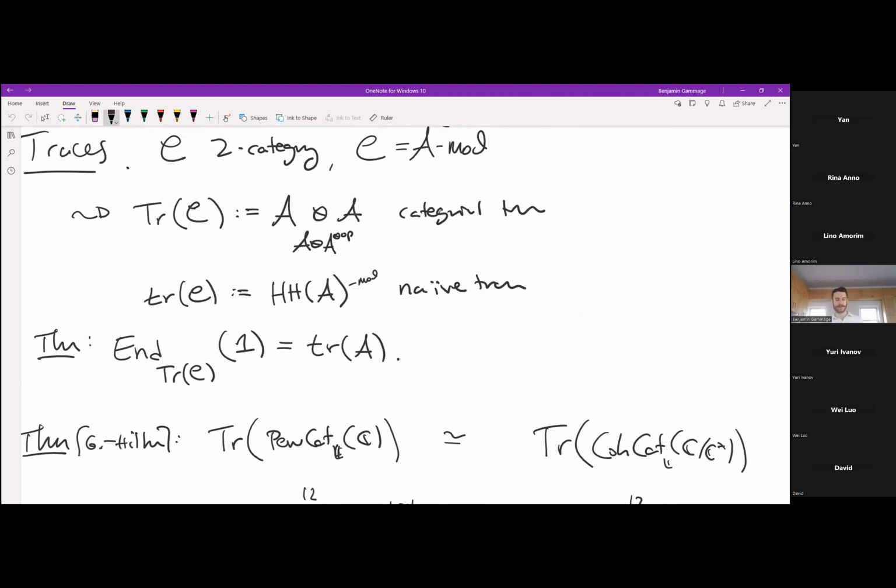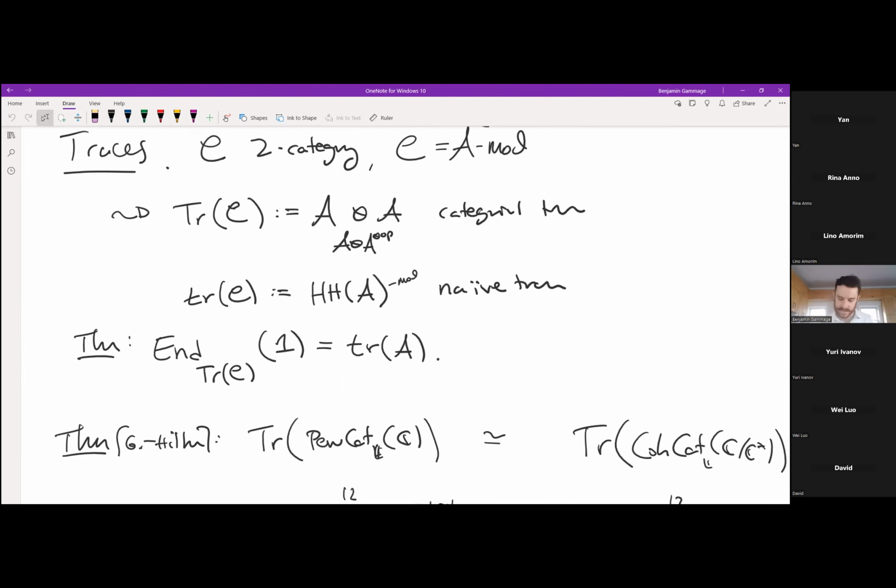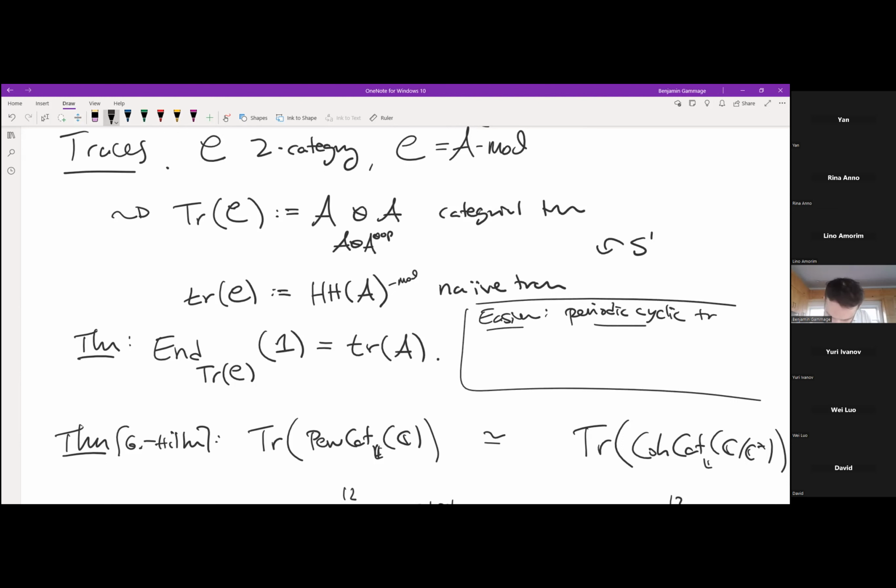If I think about how trace works, and what Hochschild homology is, these things are not just categories, but they have an S1 action on them. And so I can take S1 fixed points here. And even better, I can take the Tate fixed points. So maybe let me write this here, easier to understand, I can take the periodic cyclic trace. So I'll call this trace Tate S1 of C. Taking Tate S1 fixed points on Hochschild homology gives me something called the periodic cyclic homology of A.